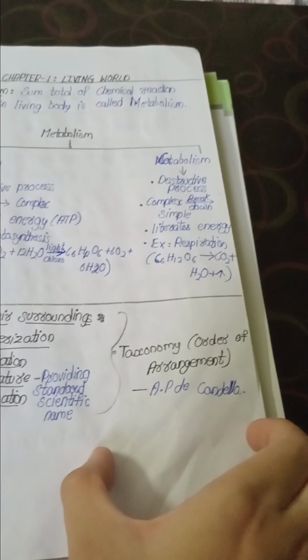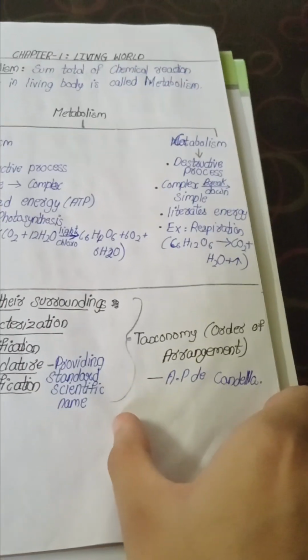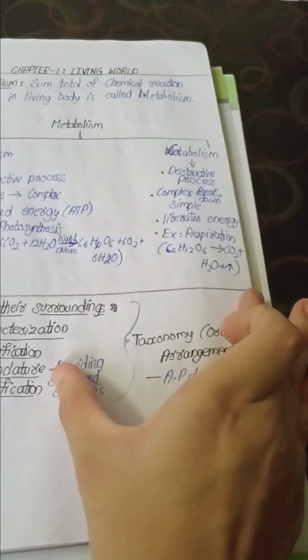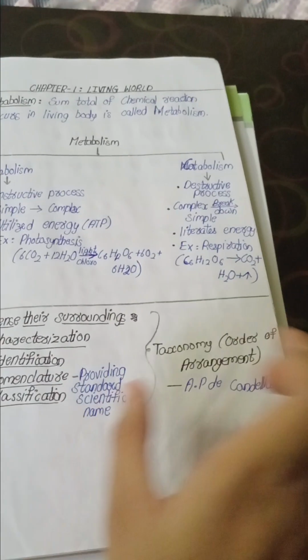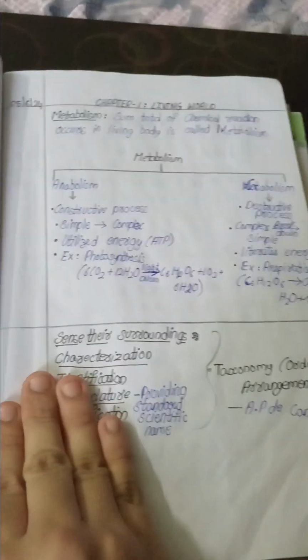In this chapter, we are going to focus more on taxonomy, meaning the order of arrangement. Taxonomy was discovered by A.P. de Candolle. This might come in objective questions, so it's very important to remember that the founder of taxonomy is A.P. de Candolle. Taxonomy is the order of arrangement of different or diverse organisms. What comes under taxonomy? Sensing their surroundings is about their habitat, the place where they live or where they are comfortable living according to their needs.